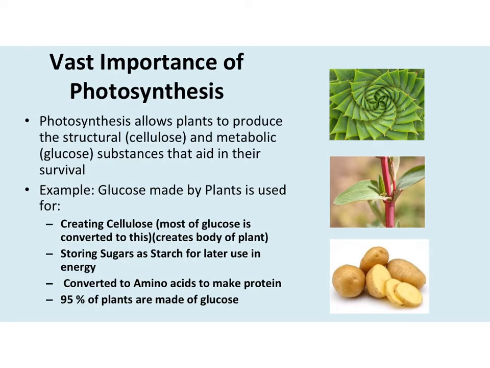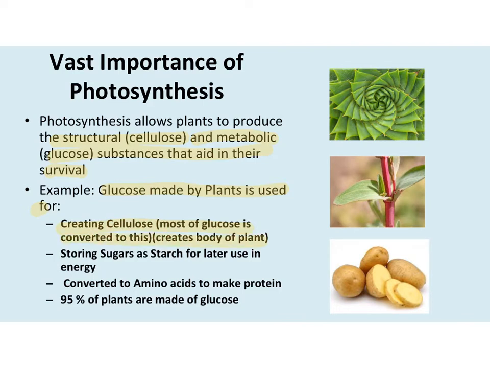So the vast importance, just continuing on with photosynthesis, allows plants to produce a structural substance, like cellulose, and that's something we can't digest, and metabolic glucose substances that aid in their survival. So they eat their own glucose. Okay, they don't eat their cellulose, they use that for their body, just like we can't really process cellulose. So some examples of glucose made by plants: it is used for creating cellulose, and most of this glucose is converted to this to create the body of the plant.